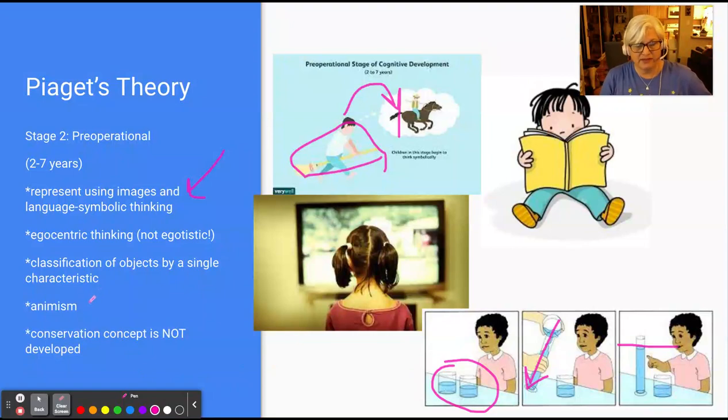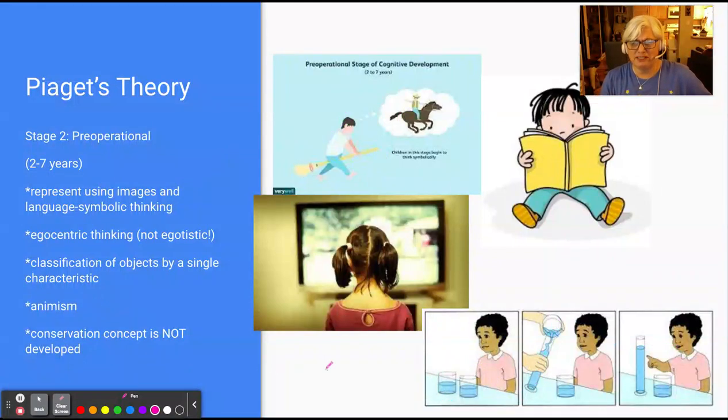And then they also have something in this stage called animism, and this is where they give feelings and emotions to objects that are not alive. So things like a pet rock or a stuffed animal, those kind of things. And you'll see this if you ever babysit. You see kids doing this a lot.